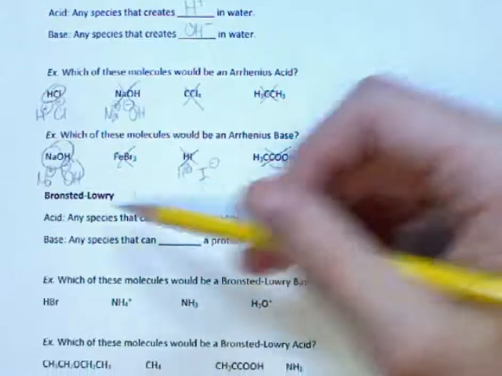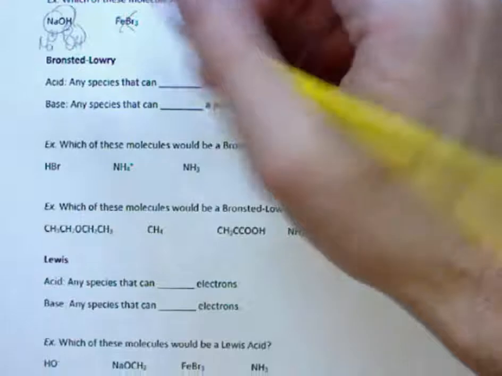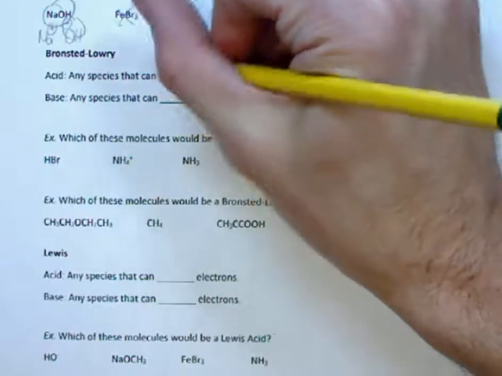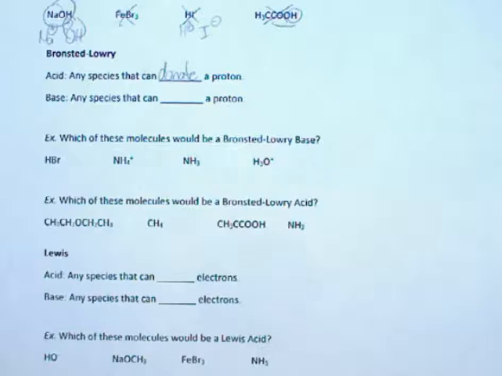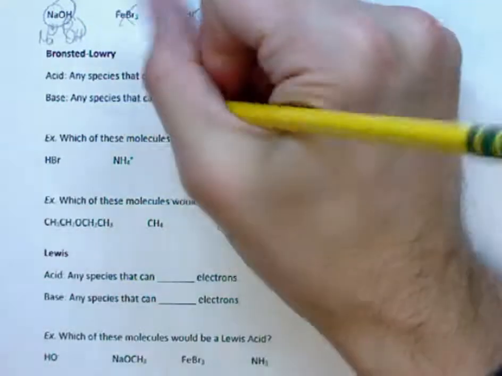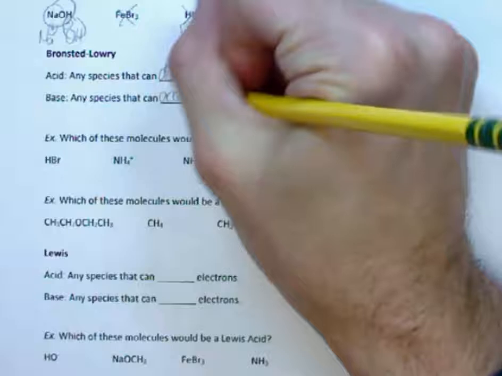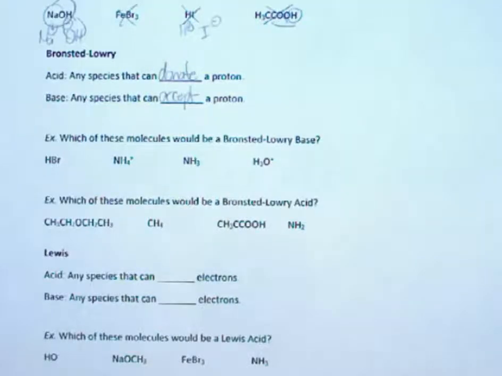For Bronsted-Lowry, a Bronsted-Lowry acid is any species that can donate a proton, and a Bronsted-Lowry base is any species that can accept a proton. So which of these molecules would be a Bronsted-Lowry base?